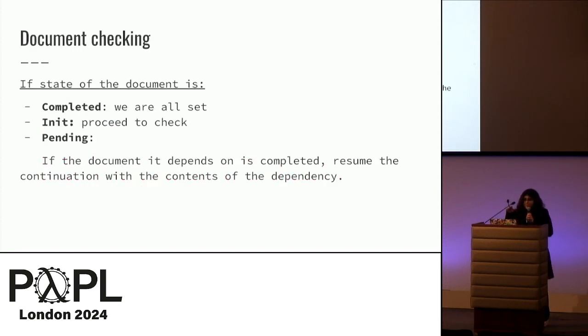With respect to checking, if I say check this document and it's completed, I really don't need to do it again, which you would be surprised, there are editors that would do that. If it's in the initial state, then all I have to do is check it. And if it's marked pending, then I check whether the document it depends on is completed. And if it is, then I resume the continuation with the contents of the dependency. Sounds really simple.